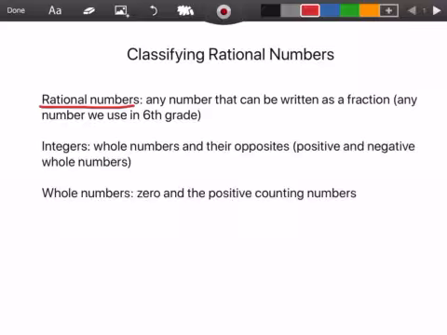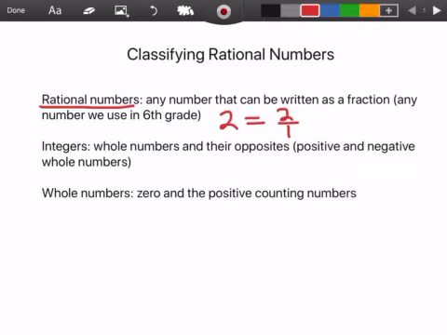Rational numbers are any number that can be written as a fraction. It is basically any number that we use in 6th grade. So the numbers that you know of, whole numbers and integers, those are the ones we've been working with right now. They can be written as fractions as well. So if you think about the number 2, you can write the number 2 as a fraction, 2 over 1. Remember that a fraction means divide, and 2 divided by 1 equals 2. Okay, so even whole numbers can be written as fractions.